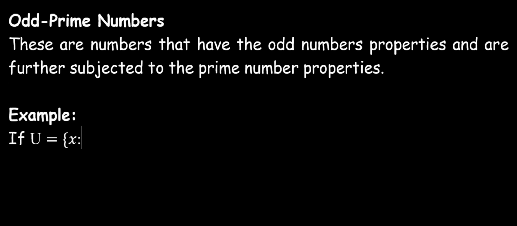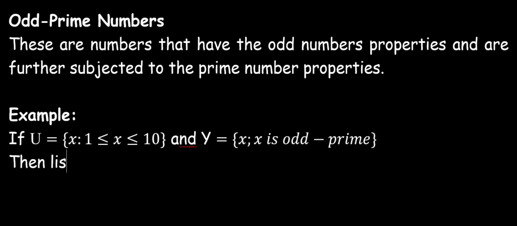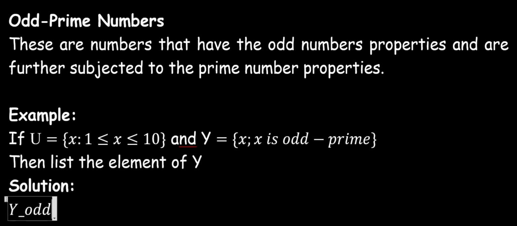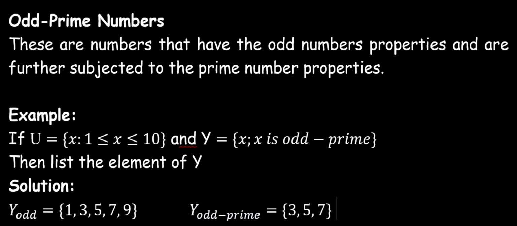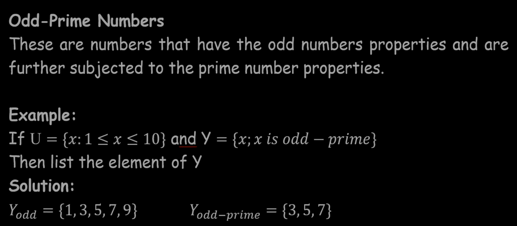Example: if U is equal to {x such that 1 ≤ x ≤ 10}, and Y is equal to {x such that x is an odd prime}, then list the elements of Y. Solution: Y odd is equal to 1, 3, 5, 7, 9. That's the odd numbers between our range, which is given as 1 ≤ x ≤ 10. Then out of this, the odd primes of the set given are 3, 5, and 7.